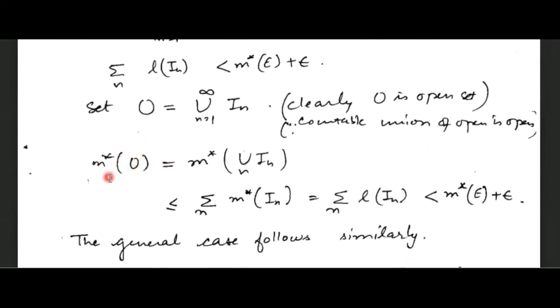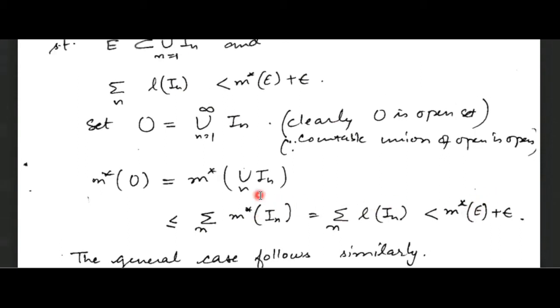Now further, the outer measure of O is the same as the outer measure of the union of I_n, which will be less than or equal to the summation of the outer measure of I_n, right? Now further, we know that whenever we have an interval, its outer measure will be equal to its length. So we can replace this outer measure with the length. Further, we can use this inequality that the summation of length is less than outer measure of E plus epsilon. So we can substitute over here and we get outer measure of O is strictly less than outer measure of E plus epsilon. And this is what we wanted to show. So this is part A.